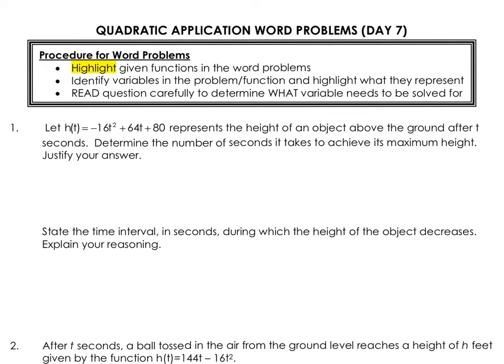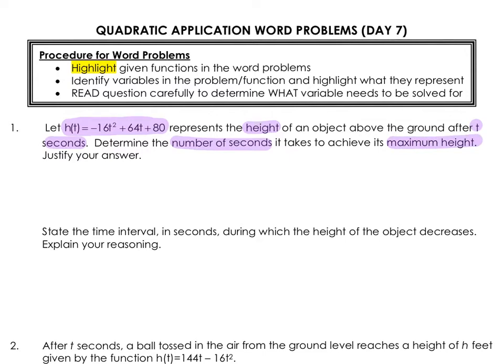We have h(t) equals negative 16t squared plus 64t plus 80. That's a function, so we're going to highlight the function. It represents the height of an object above the ground after t seconds. And we want to determine the number of seconds it takes to achieve its maximum height. And we're looking for a justification.